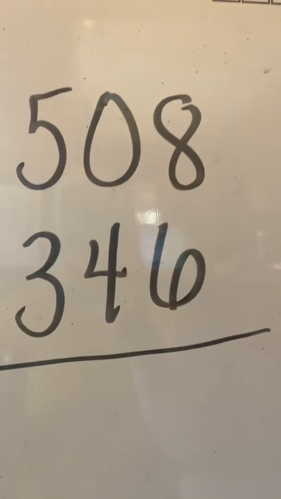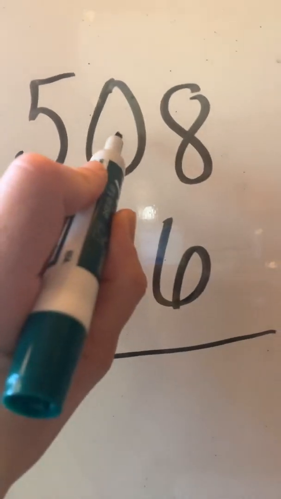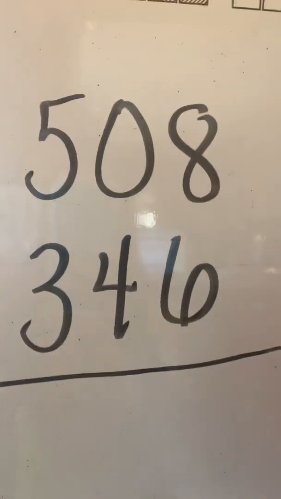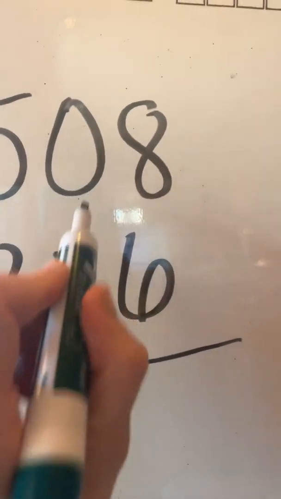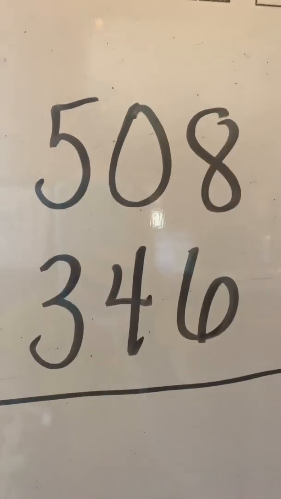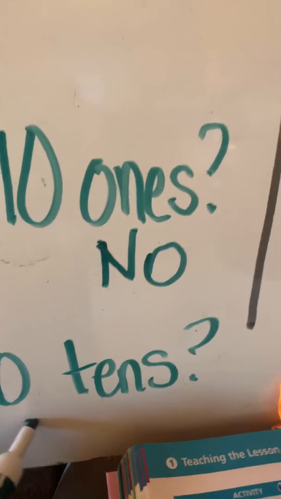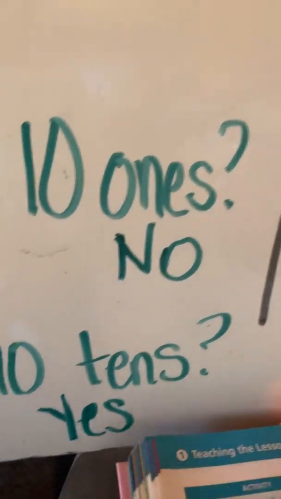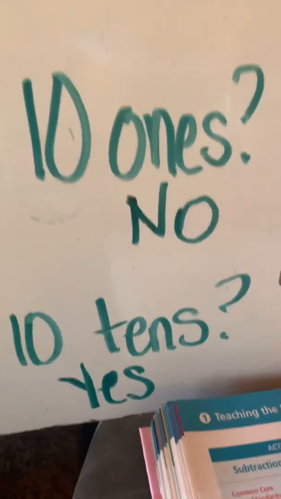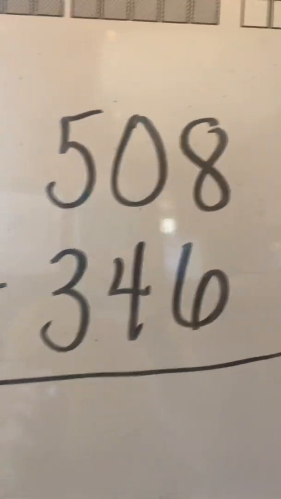All right, let's look at the tens. Do we need to get 10 tens? Is the bottom number bigger? Yes, it is. So we do need to get 100 and regroup it for 10 tens. So the answer is yes. So it's no and then yes. Let's go ahead and solve it.